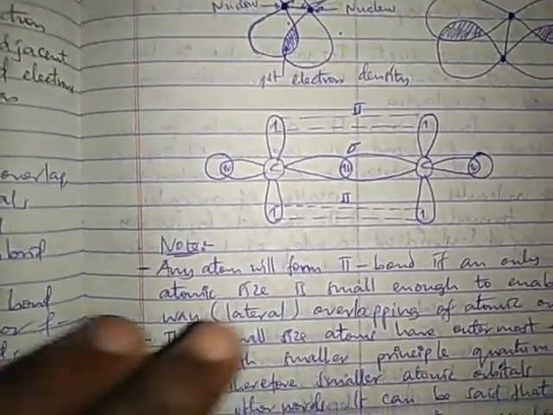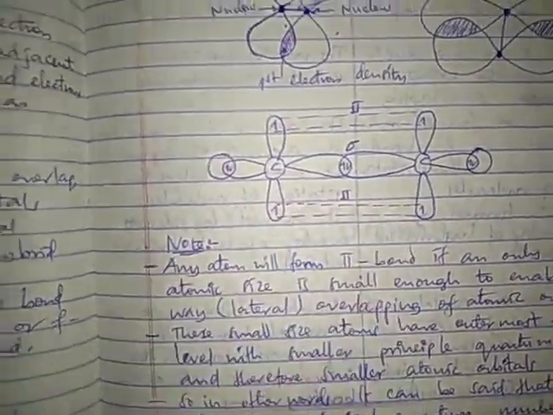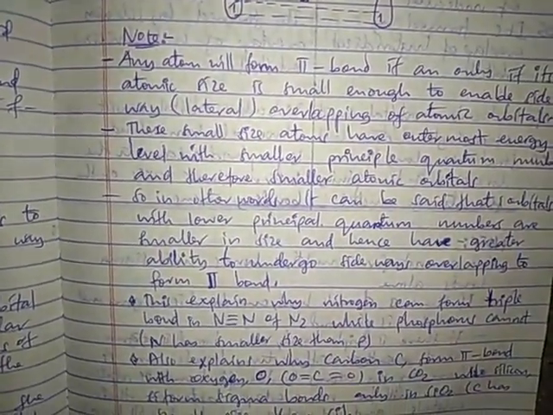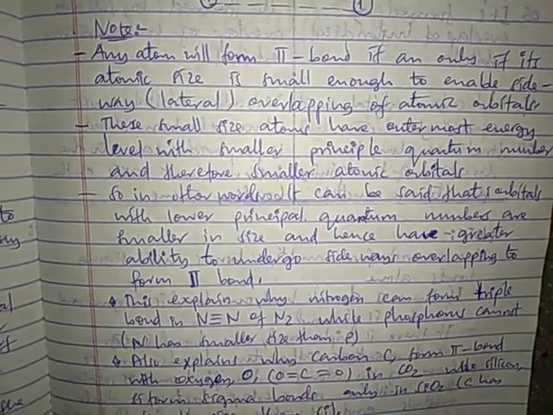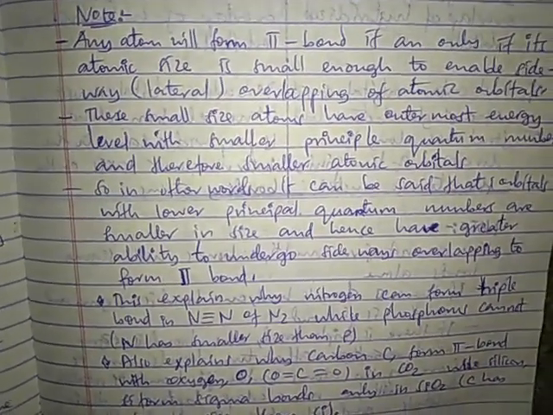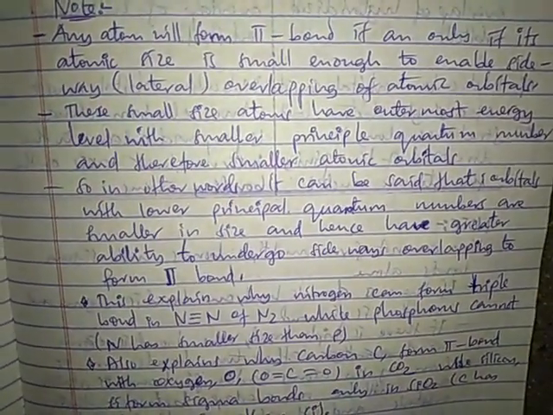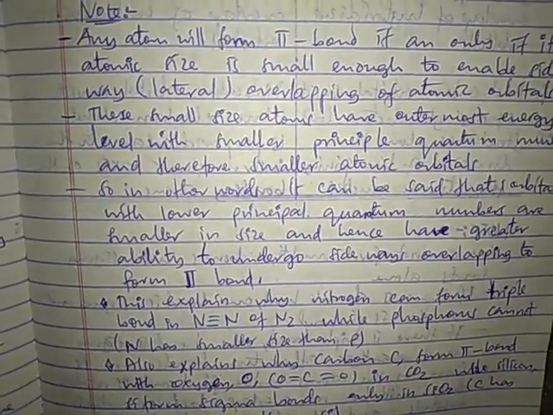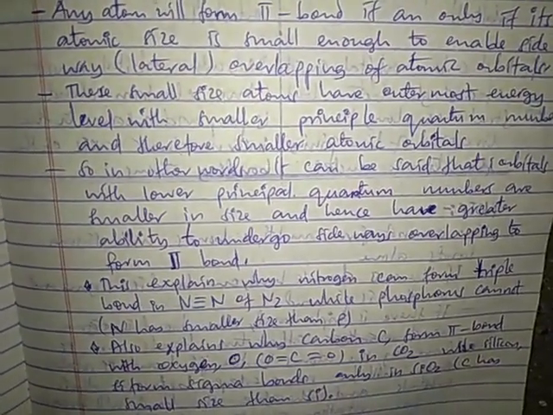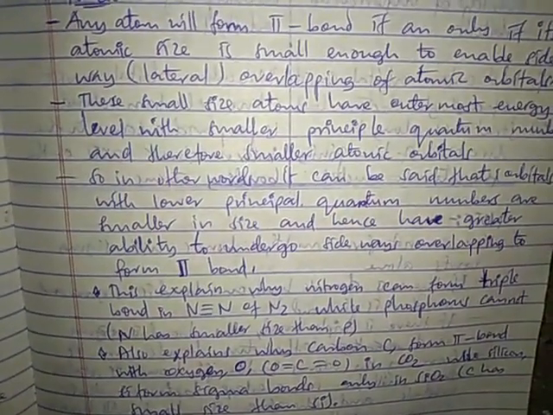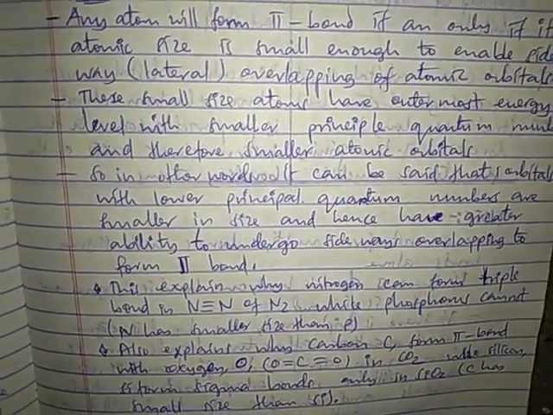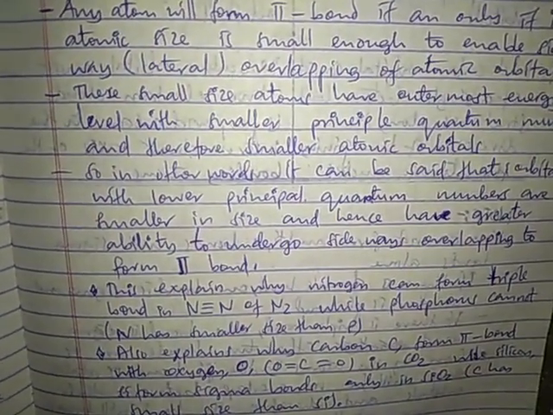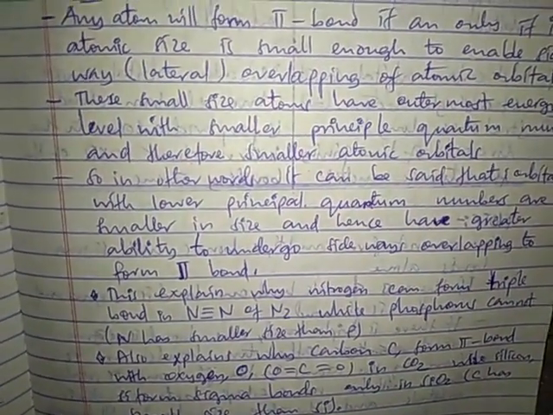Why? Because they can't form sideway overlap. And then another thing, these small size atoms have outermost energy level with a smaller principal quantum number, and therefore smaller atomic orbitals. So in other words, it can be said that orbitals with a lower principal quantum number are smaller in size and hence have greater ability to undergo sideway overlap to form pi bond.